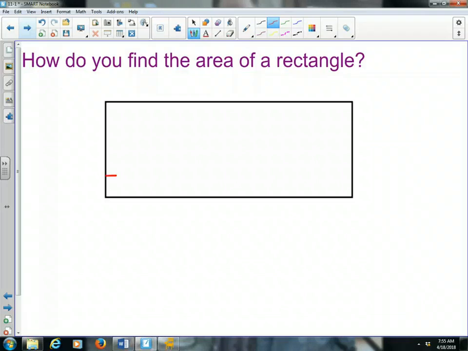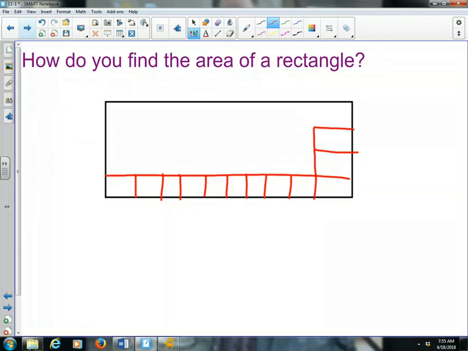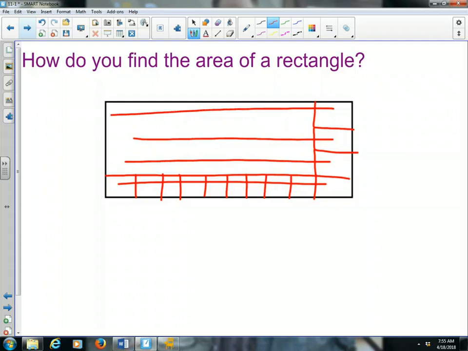Well, if there are, let's say, 10 square units, 1, 2, 3, 4, 5, 6, 7, 8, 9, 10, okay? And then I have, let's say, 4 square units here, 1, 2, 3, 4, well, then I would have 10 in this row, 10 in this row, 10 in this row, 10 in this row. There would be 10 square units in each row, so there would be 40 square units, in our case, inches, right? 40 square inches.